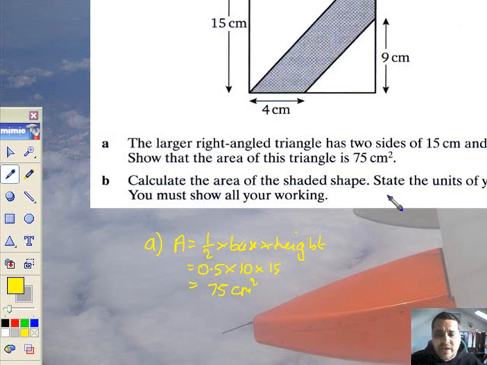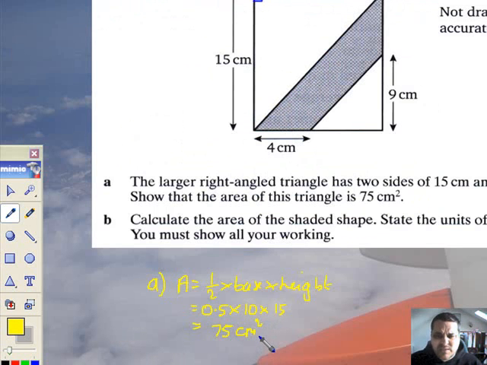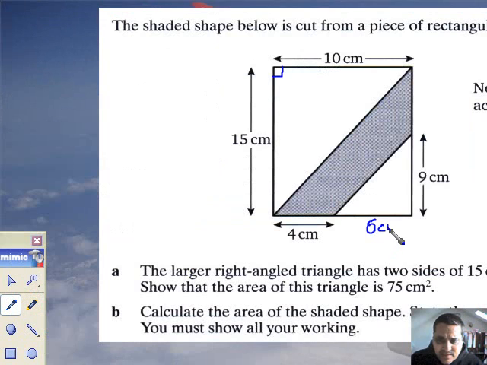Calculate the area of the shaded shape. State your units for your answer, and you must show your working. Well, straight away we're looking at centimeters squared because the whole question is given to us as lengths in centimeters. Alright, I've now got to work out an area of this grey stuff here. Well, if that's 4 and the whole thing's 10, that's got to be 6 centimeters, hasn't it? So from there to there we've got a base length of 6.